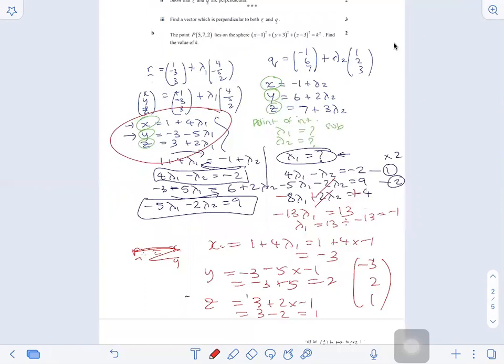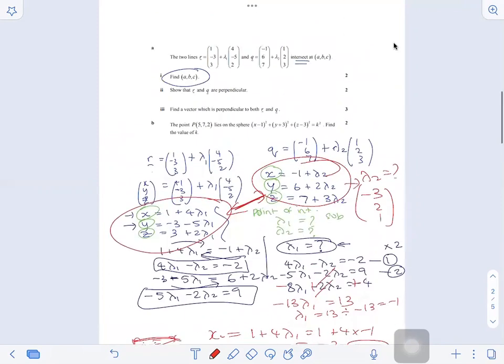Now, if you went on and found lambda 2 and put it back in here, you'd get exactly the same point, (-3, 2, 1), because we equated these things, so those two points are exactly the same. So there's only one point of intersection.